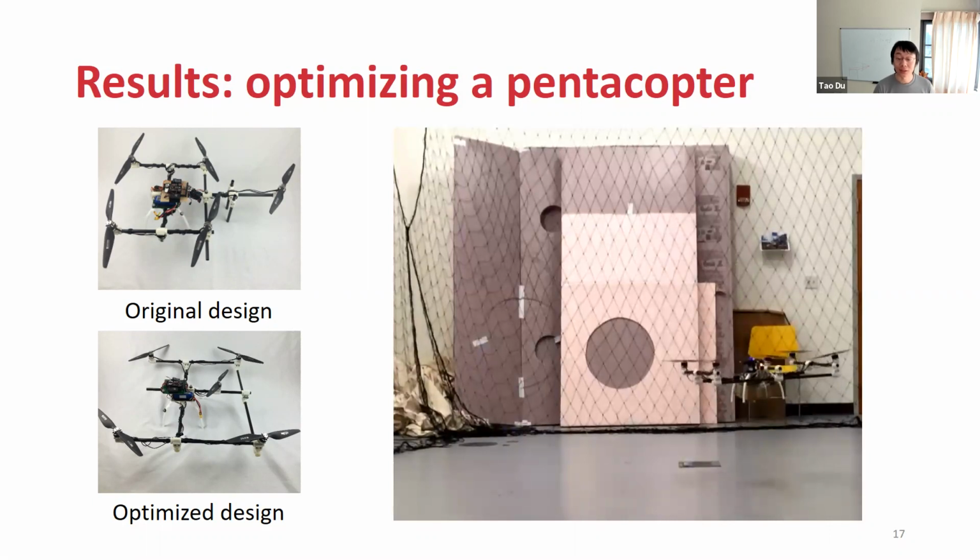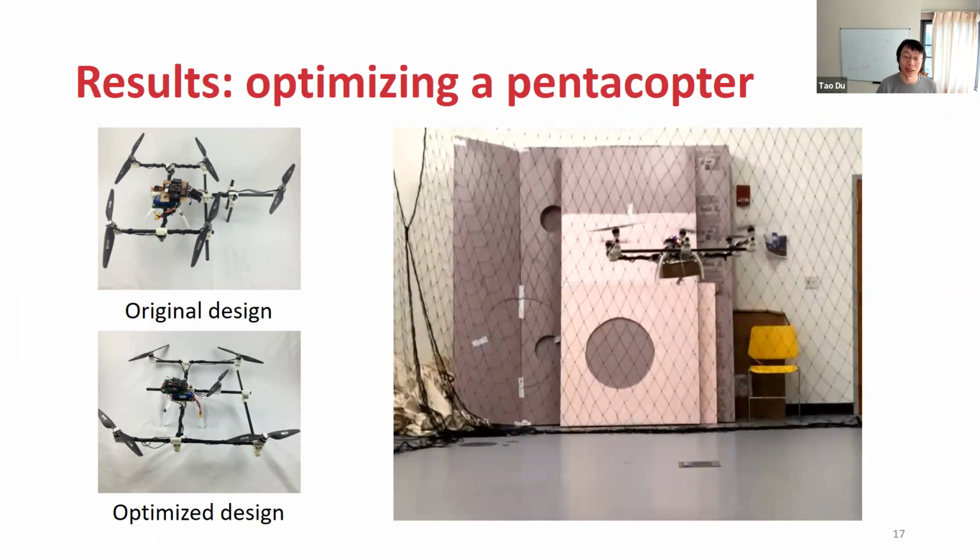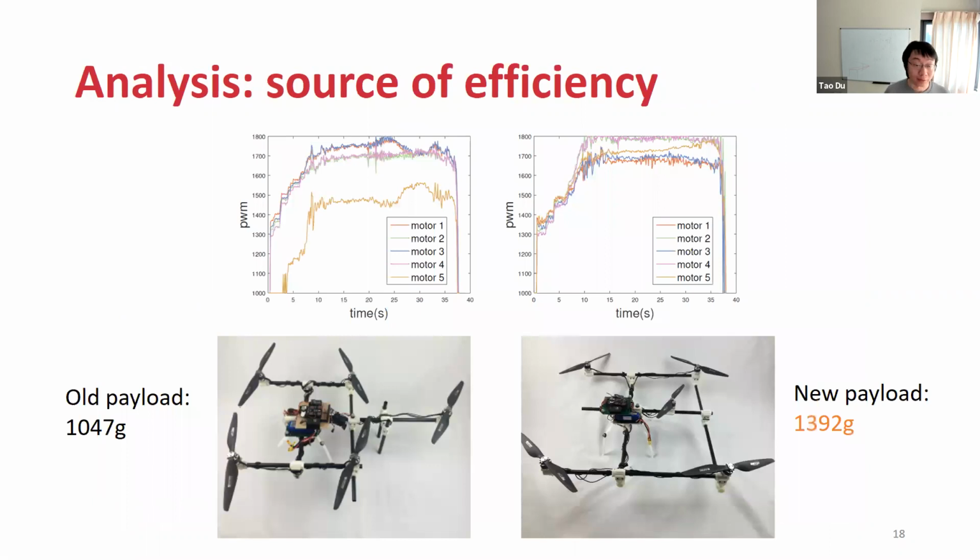And as before, we also conducted a real-world flight test. Once we have the design from the computer, we build the copter and we execute the same task. By analyzing the flight log, we can understand the source of efficiency coming from this optimized design. So first we report the maximum payload from both designs. And as you can see, there's a statistically significant improvement in the maximum payload this design can carry. And we also analyzed the flight log.